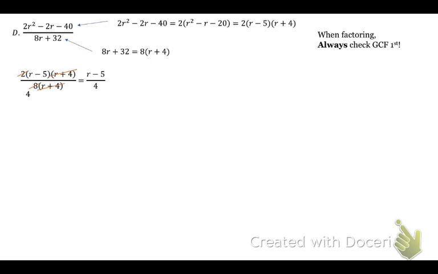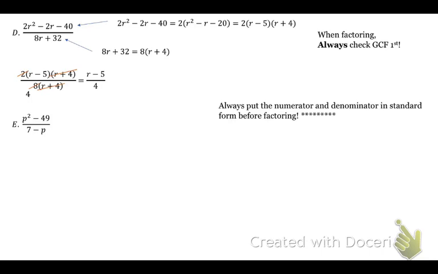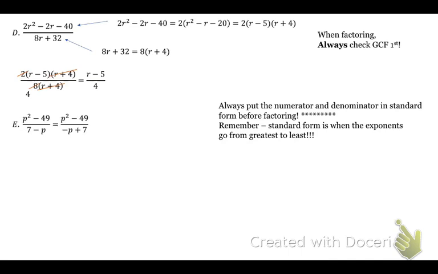Okay, let's look at this one. So p squared minus 49, and then 7 minus p. Always put the numerator and denominator in standard form before factoring. Remember, standard form is when the exponents go from greatest to least. So the top is in standard form, but the bottom isn't. So that's going to be negative p plus 7.